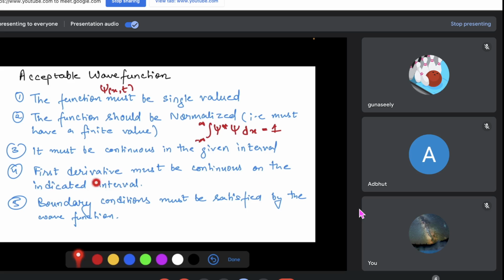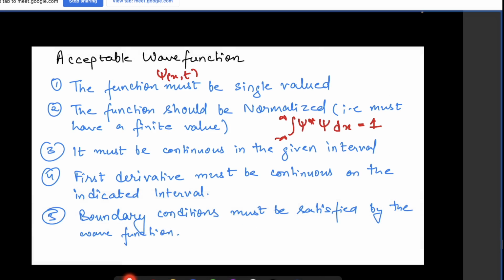When we are talking about the derivative, the derivative of any function mathematically gives me the tangent at a particular x. So for any given wave function, at any particular value of x, there should be only one direction or tangent, such that the first derivative is continuous. The last one is that the boundary condition must be satisfied by the wave function.